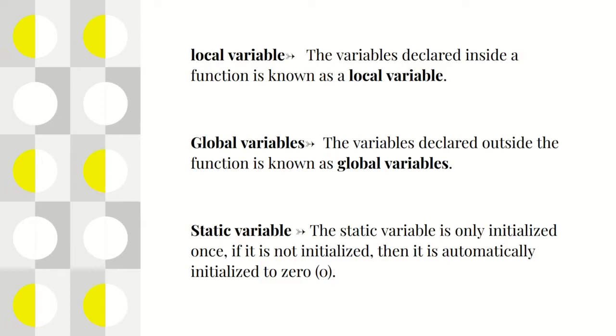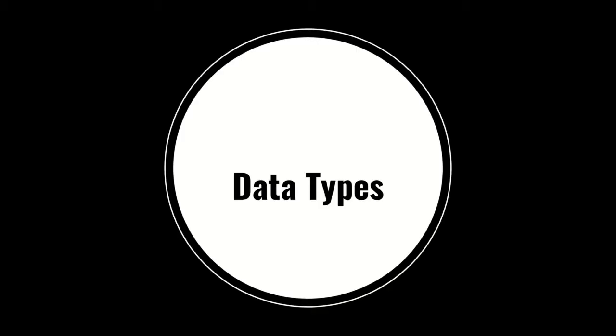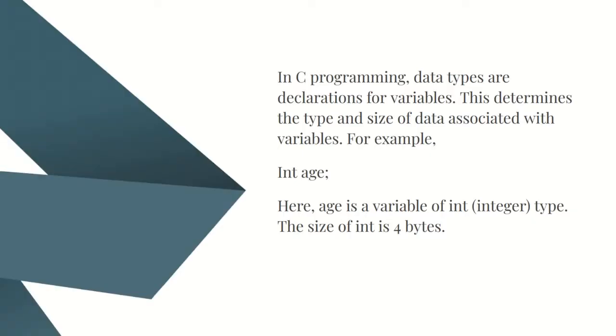Hello friend, in the previous video we learned the types of variables, and in this video we are going to learn data types in C programming. In C programming, data types are declarations for variables. They determine the type and size of data associated with a variable.